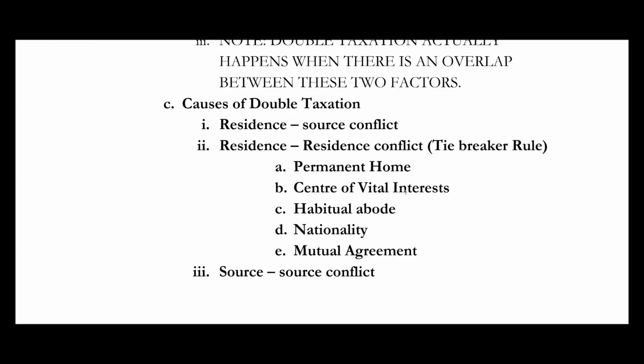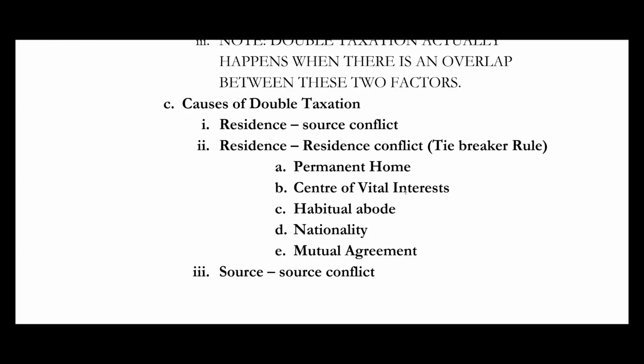Well, so the cause of double taxation is when there's a conflict, right? And there are three of them. So in terms of the residence and the source, if there's a conflict, that's where we are not sure. And then also between residence conflict, that's where we use the tiebreaker rule, and then also source conflict.